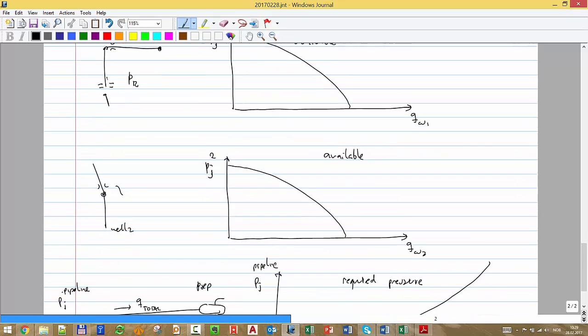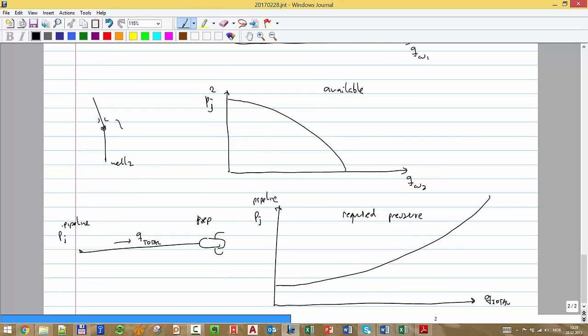Now, how do I find the rates Q1, Q2, and Q total? I'm going to propose a procedure. There might be different variations, but the procedure is I'm going to assume a unique junction pressure. The pressure at the junction has to be the same, it's exactly the same point. A unique junction pressure, let's call it PJ star.